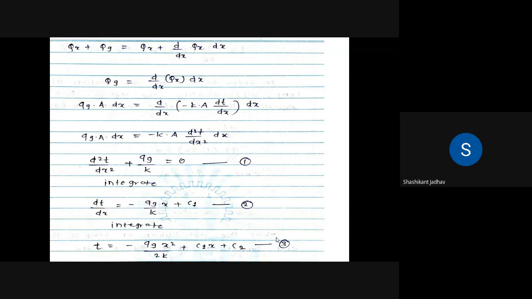Then again integrate that equation, then we get the value of T. So what is the value of T? T is equal to minus qg x square upon 2k plus c1x plus c2, that is equation number 3. So this is the temperature profile for that particular plane wall.